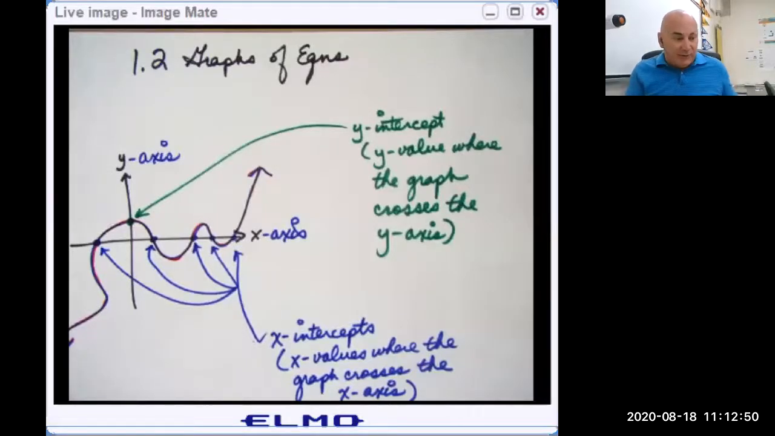Hello, pre-calculus students. Let's move on to section 2, which is graphs of equations. Again, this should all be a review. That's why I'm going to fly through it.